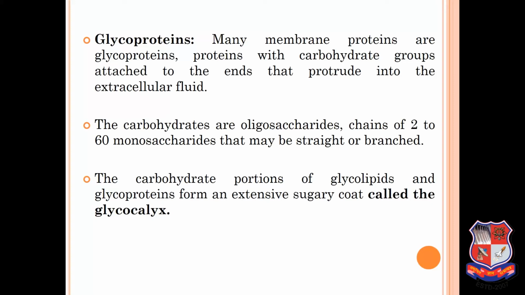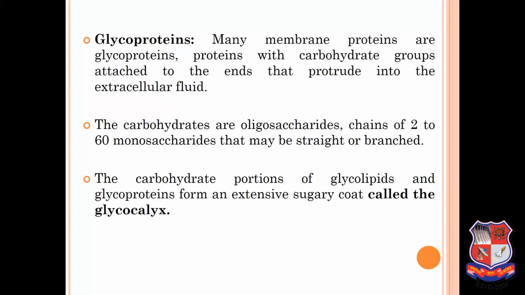Next are glycoproteins. Like glycolipids, glycoproteins are also a combination of carbohydrate and protein. Many membrane proteins are glycoproteins, meaning proteins with carbohydrate groups attached to the ends that protrude into the extracellular fluid. In glycoproteins, the carbohydrates are generally oligosaccharides, meaning chains that contain 2 to 16 monosaccharides, and they may be straight or branched.